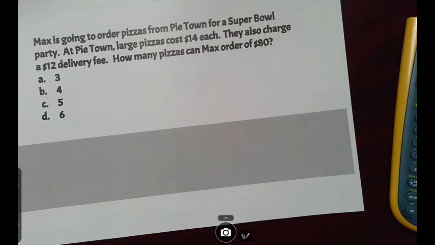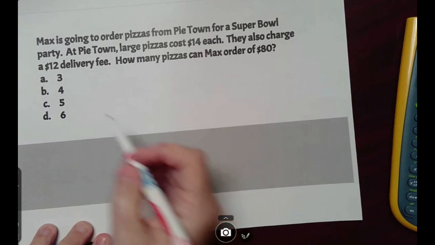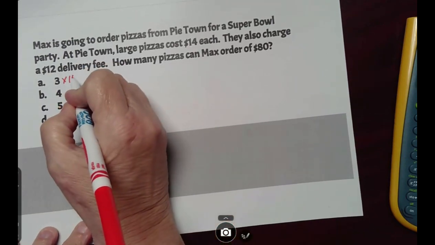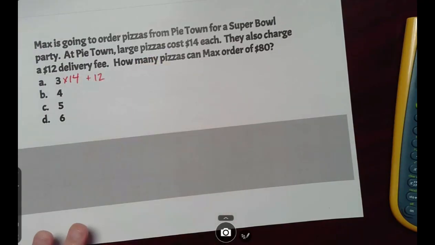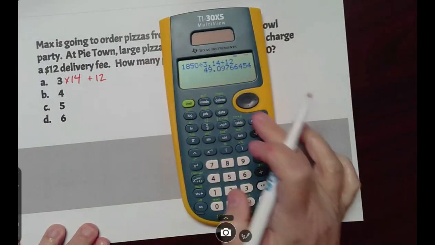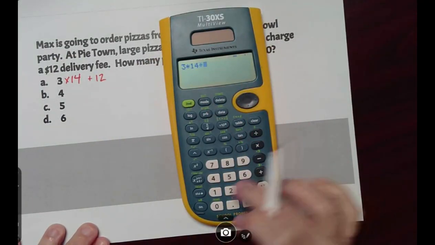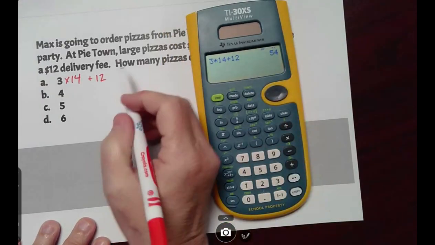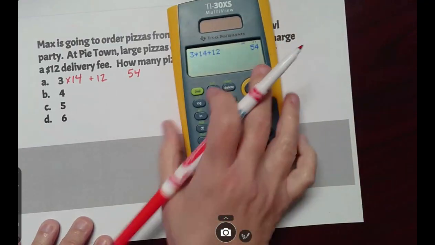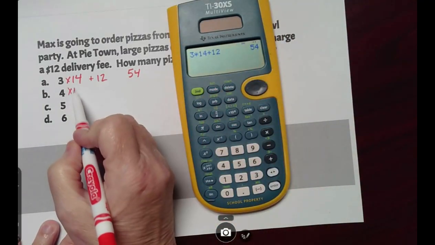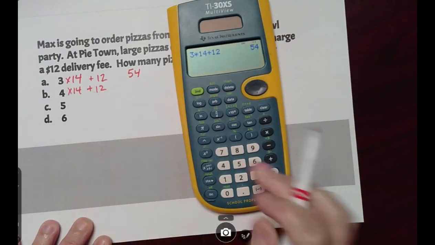So let's think about this, and I have these answer choices. If I think about how many pizzas we can order, and each one is $14, 3 times $14 per pizza plus a $12 fee. I can do that quick little math. 3 times 14 plus 12 tells me that's going to be $54. Well, that's okay. My budget's $80, so I'm okay with that. Let's try 4 times $14 for pizza plus a $12 delivery fee.